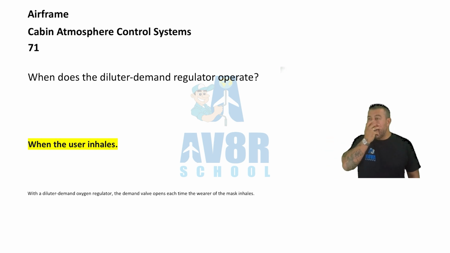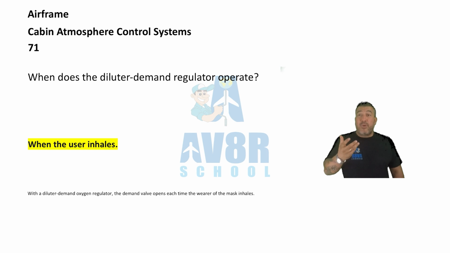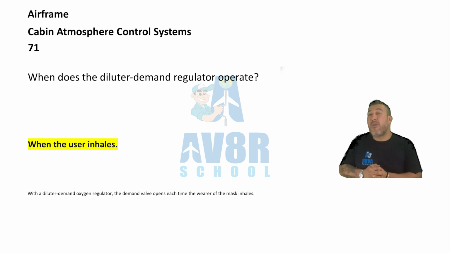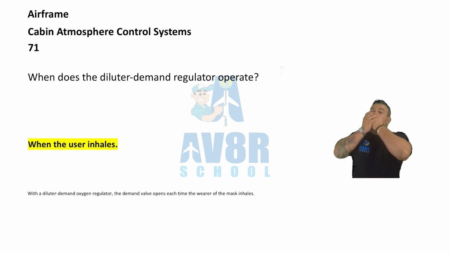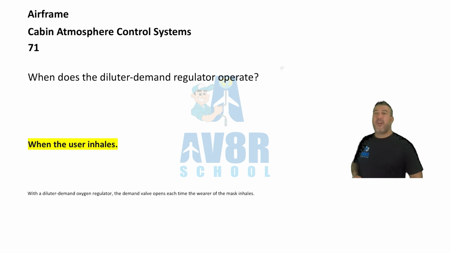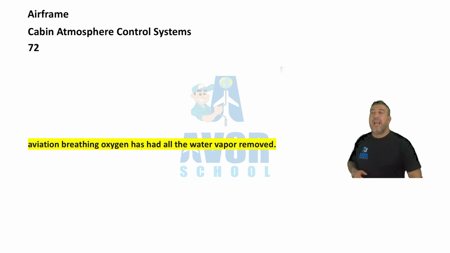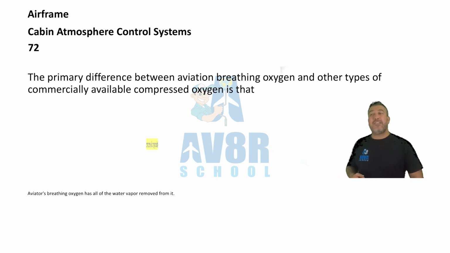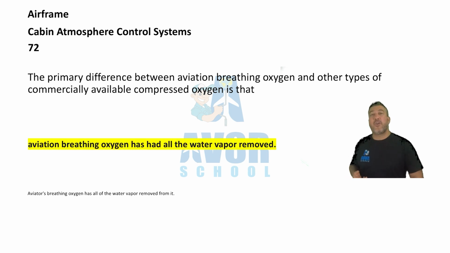You put on a mask and it won't do anything until you take a deep breath, until you start breathing in, right? So the diluter demand regulator starts to work to give you that breath. Number 72. Aviation breathing oxygen has had all the water vapor removed. So the primary difference between aviation breathing oxygen and other types of commercially available compressed oxygen is that aviation breathing oxygen has had all the water vapor removed.